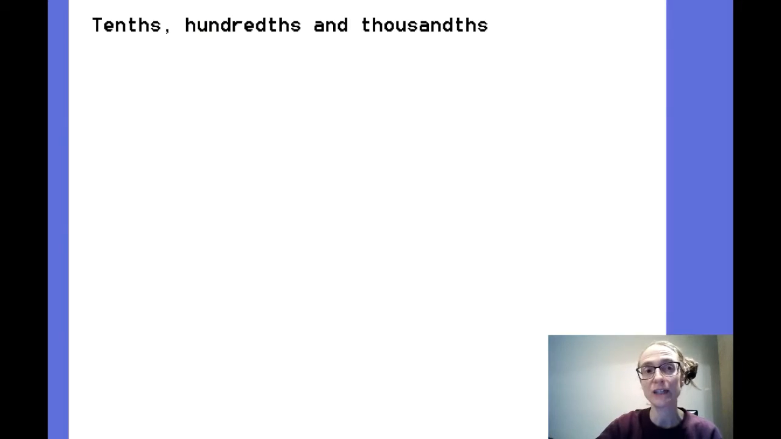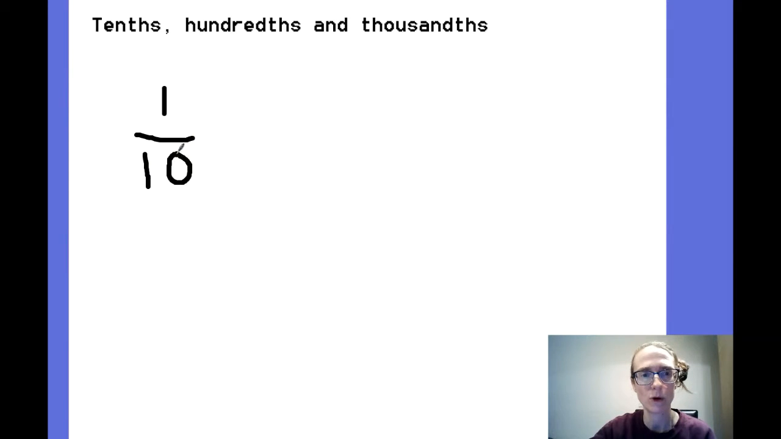We're going to start with a little recap on tenths, hundredths and thousandths. So if I write a tenth, I write it like this: 1 over 10. 1 is the numerator and 10 is the denominator. But 1/10 can also be written like this, 0.1. And we know that because there is 1 in the tenths column. So 1/10 is the same as 0.1.